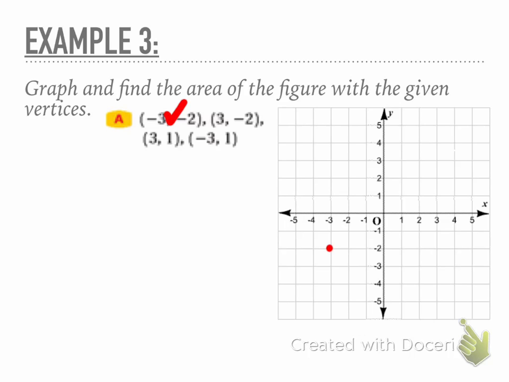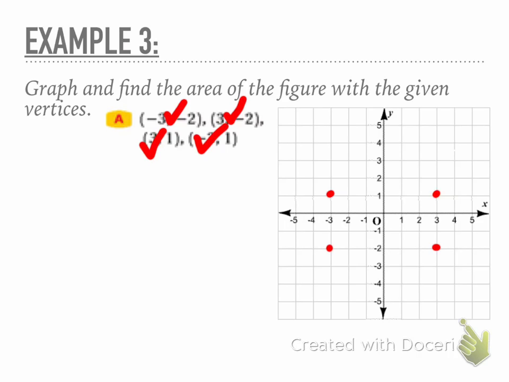Okay, our next point's at +3, -2. So we're going to walk to +3 and then ride the elevator to -2. Next we have +3, +1. So walk to 3, and then you're going to ride the elevator to +1. And finally we've got -3, +1. So go back to -3, ride the elevator up to 1.